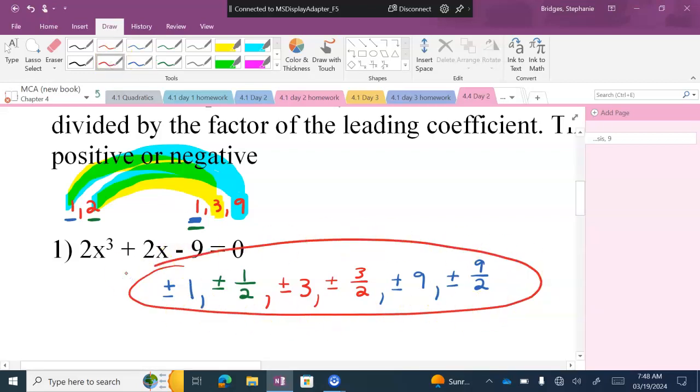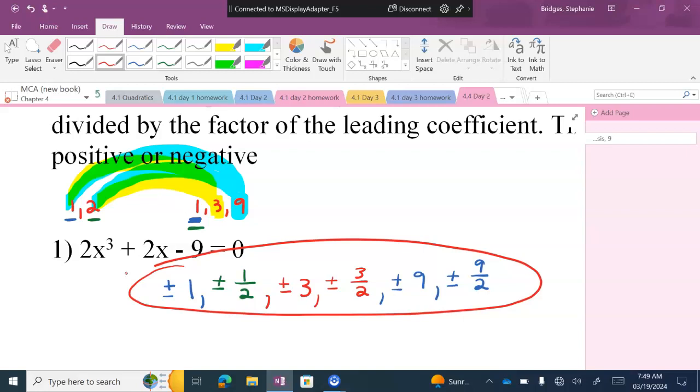Plus or minus 1, plus or minus 1/2, plus or minus 3, plus or minus 3/2, plus or minus 9, plus or minus 9/2. If you get the same thing twice, meaning if I ended up with a plus or minus 2, and then later on down the road I had something that reduces like 4 divided by 2, you don't have to repeat the same answer twice. You only need to list it once.